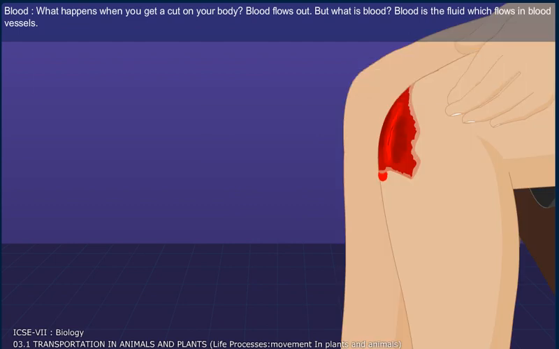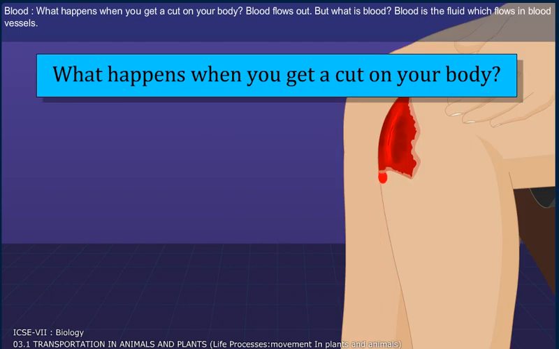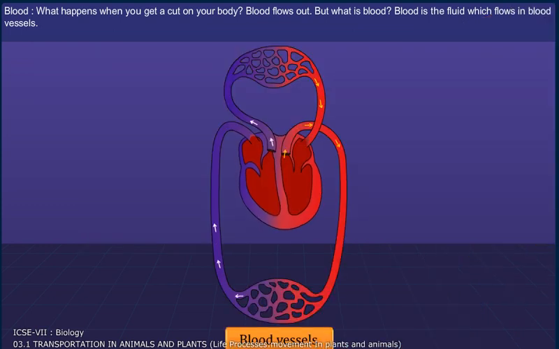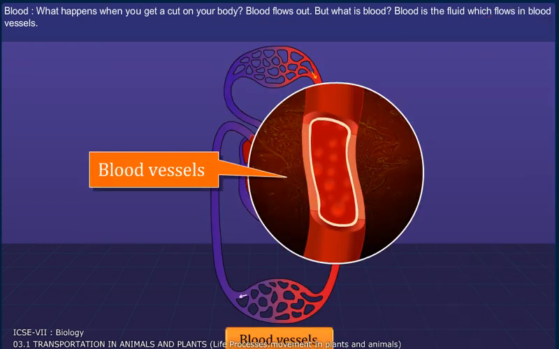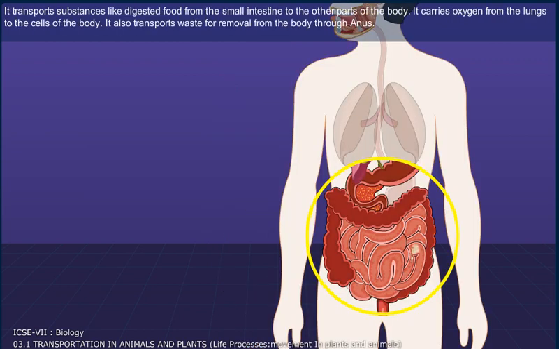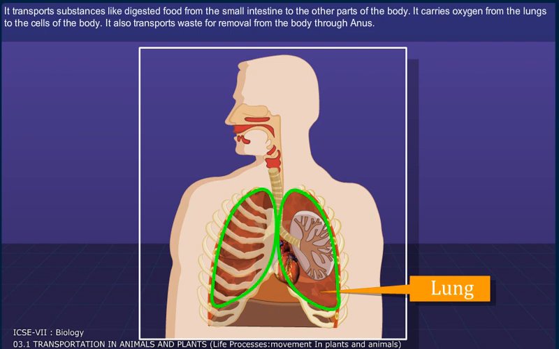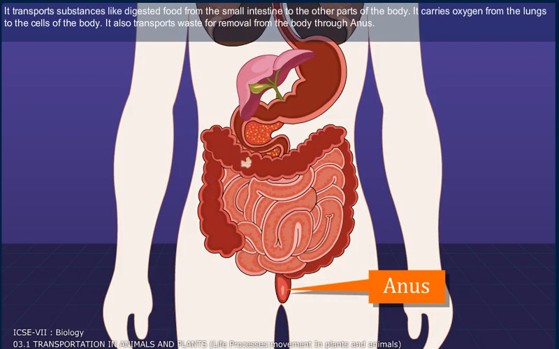Blood. What happens when you get a cut on your body? Blood flows out. But what is blood? Blood is the fluid which flows in blood vessels. It transports substances like digested food from the small intestine to the other parts of the body. It carries oxygen from the lungs to the cells of the body. It also transports waste for removal from the body through the anus.